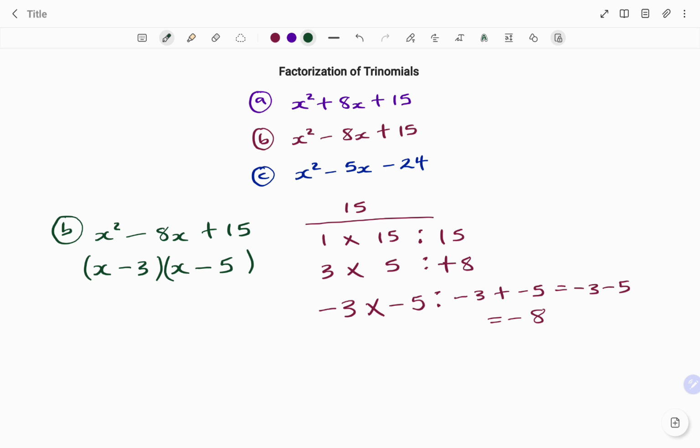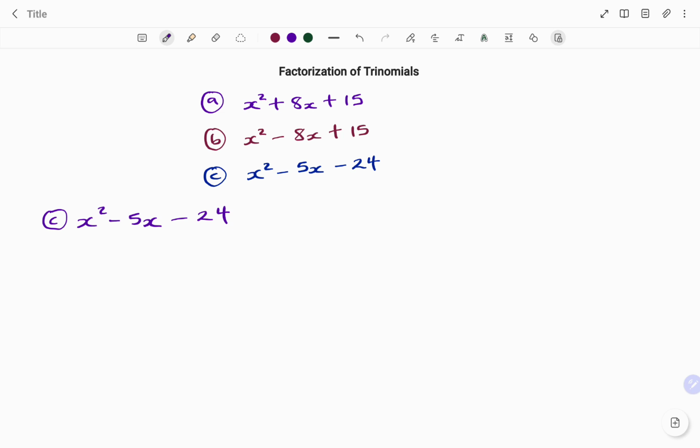Let's look at the last example. In the last example, I have x squared minus 5x minus 24. The coefficient of x squared is 1, so I go to my last term. In this case, I have negative 24. So if I have negative 24, I need factors that if I multiply together will give me negative 24, but if I add together or subtract will give me negative 5.